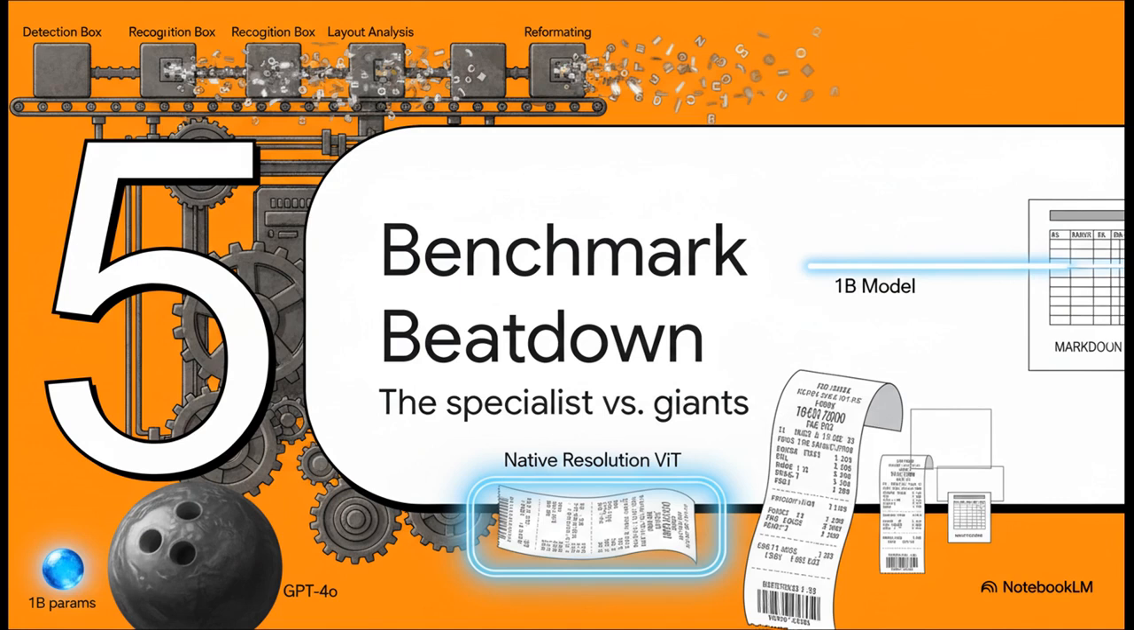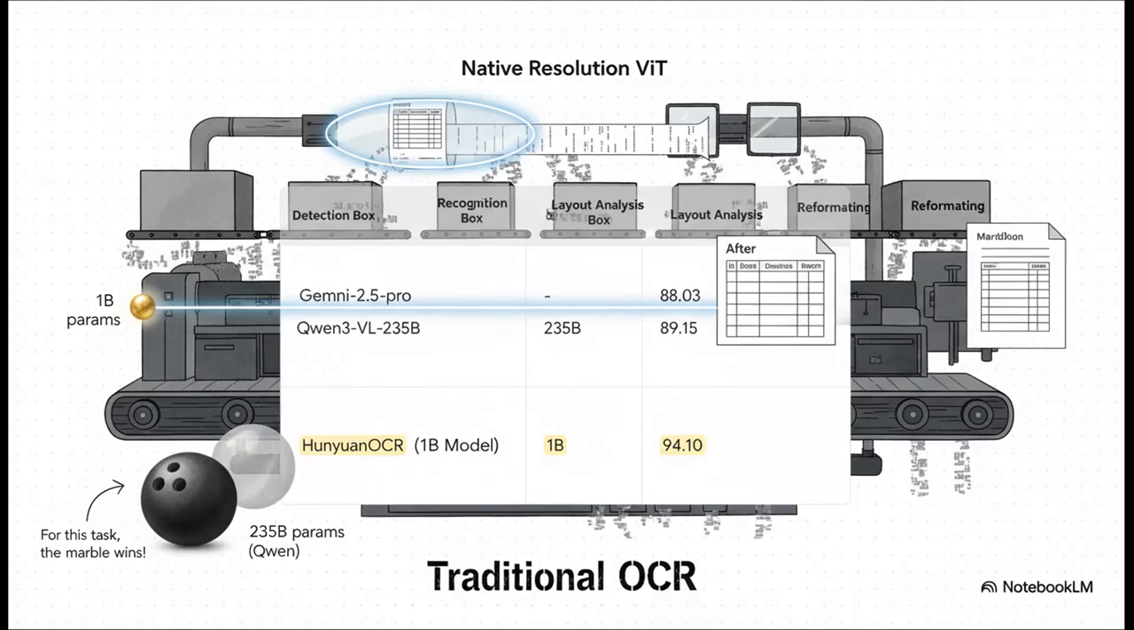Okay, theory is great. Secret sauce is cool, but talk is cheap. Let's see the proof. How does our lean 1B parameter specialist actually perform against the massive general-purpose giants? So let's look at a complex document parsing benchmark. You've got the heavyweights, Gemini 2.5 Pro, the monster 235B Qwen model, and they're scoring in the high 80s. Then you have our little 1B model, HunyuanOCR, which comes in and scores over 94. It doesn't just compete, it crushes them.